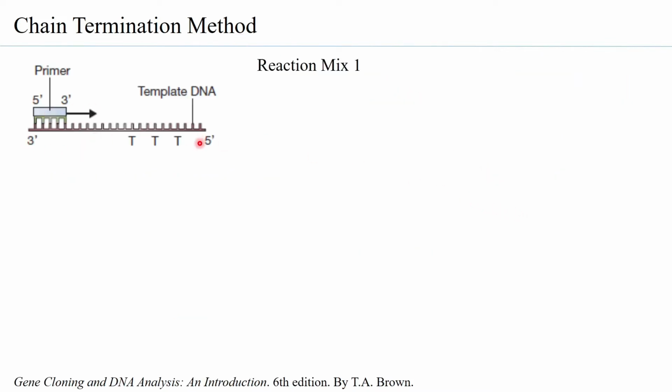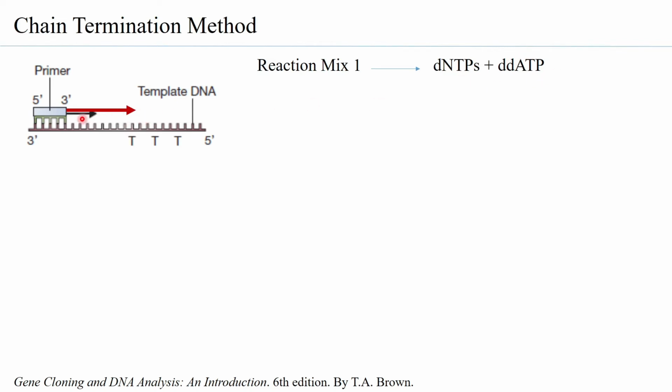So therefore, looking at this condition, let us consider reaction mixture 1. In reaction mixture 1, you have all the dNTPs added, DNA polymerase added, the template added, the primer added, and ddATP. So a very specific dideoxyribonucleotide is added to reaction mixture 1. What does it indicate? Say this is the T. So against T you will have an A being added.